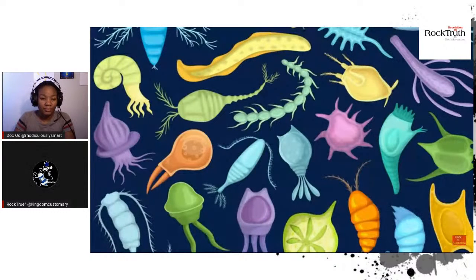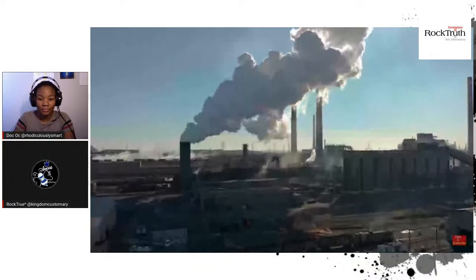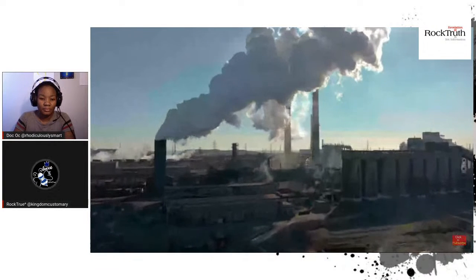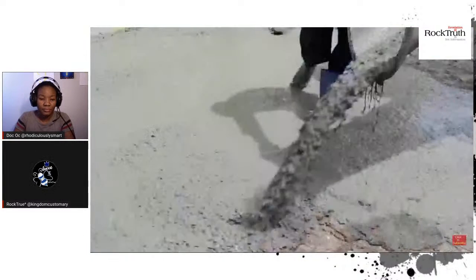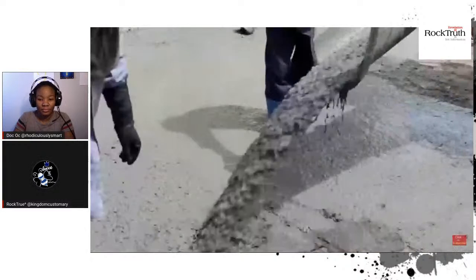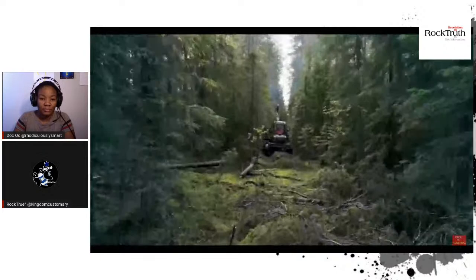Humans also influence the movement of carbon. Humans burn fossil fuel, which releases carbon dioxide into the atmosphere. Also, the production of clinker, which is used for cement from limestone, also releases carbon. In addition, deforestation from humans can cause the amount of carbon in the atmosphere to increase.